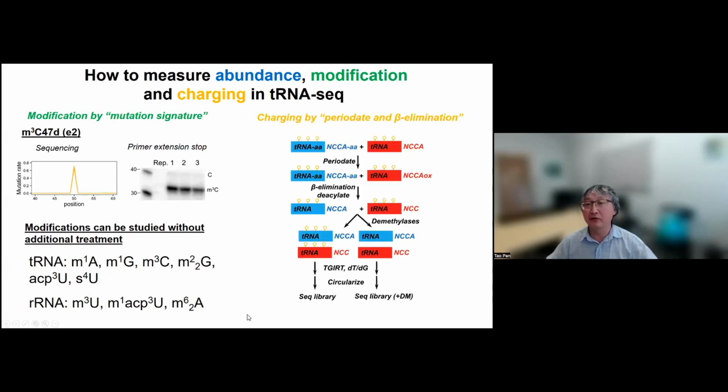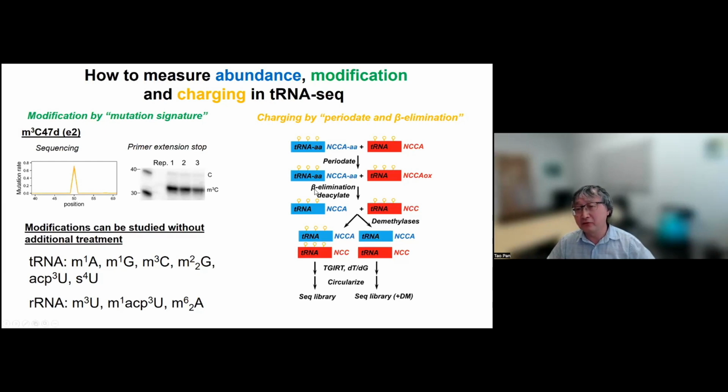Okay, so how do we do charging? The charging, again, is one of the very old chemistry using periodate oxidation and beta elimination. So here, when we isolate the total RNA from the cells, if you do this at pH 5, you keep the charged amino acid on it. And the periodate treatment will oxidize only the uncharged tRNAs, because periodate only reacts with the cis-diol. And cis-diol normally only exists in RNA at the 3' end. So this treatment oxidizes the uncharged tRNA, but the charged tRNAs are protected because they have an amino acid at the 2' or 3' end.